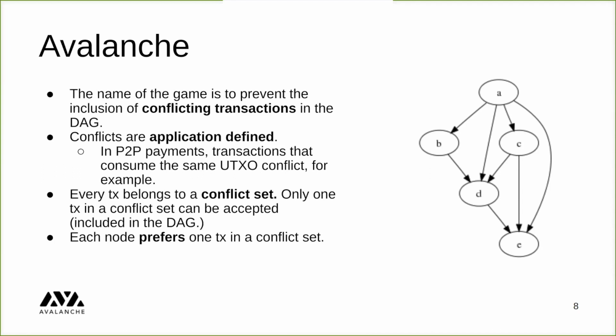So in Avalanche, we have this notion of a conflict set, and a transaction's conflict set is, as you might guess, the transactions that conflict with it. Only one transaction in a conflict set can be accepted, or else your protocol is broken.